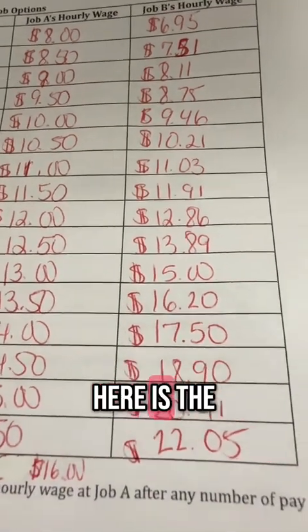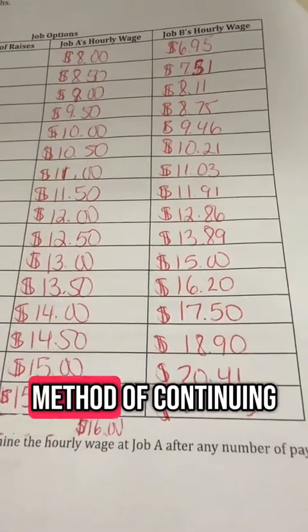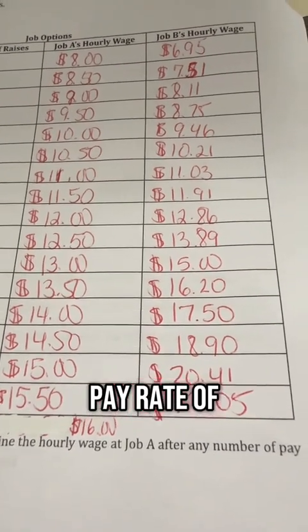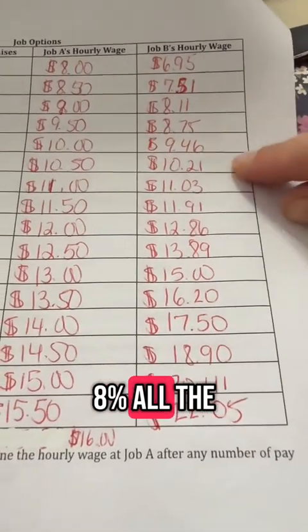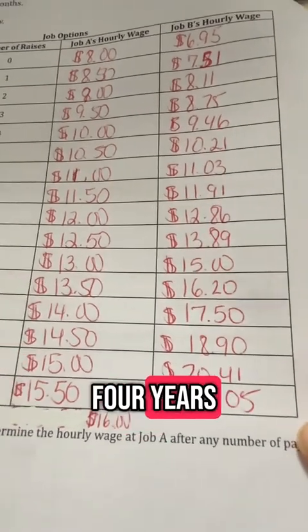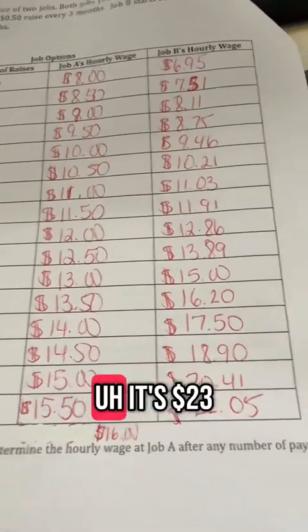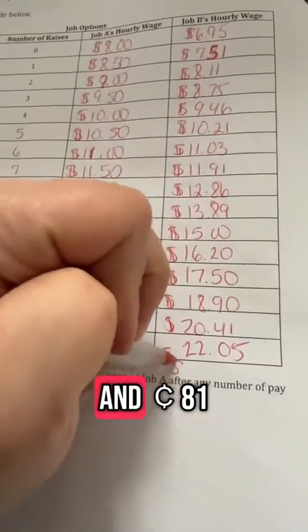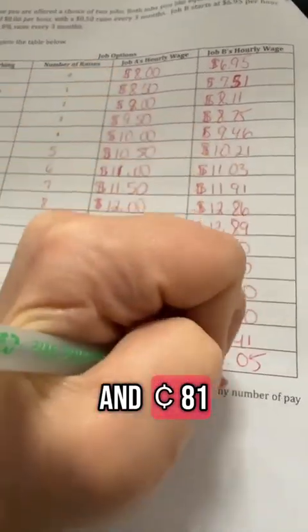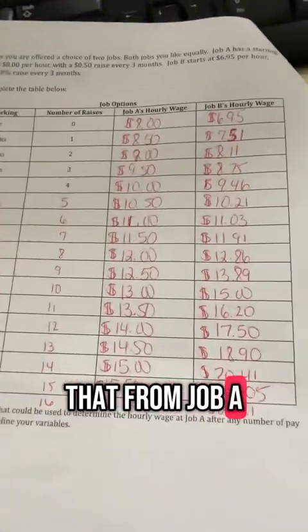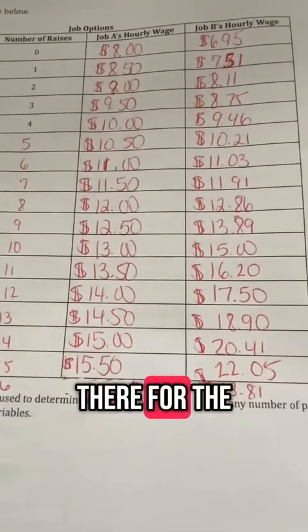All right, and so here's the finalized method of continuing to increase that pay rate of 8% all the way down until we're done with 4 years. So you can see what the difference is. Oh, I didn't do the last one. It's $23.81.